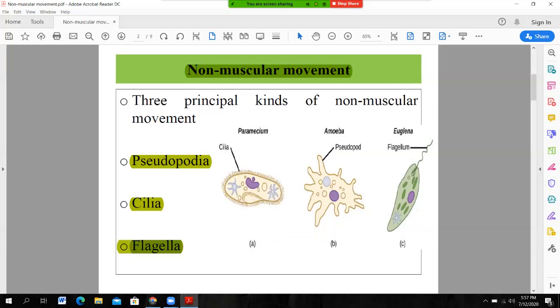So these three principal kinds of non-muscular movements are found: movement by means of pseudopodia, movement by means of cilia, movement by means of flagella. These are cilia, numerous cilia. This is pseudopodia, this is flagella.